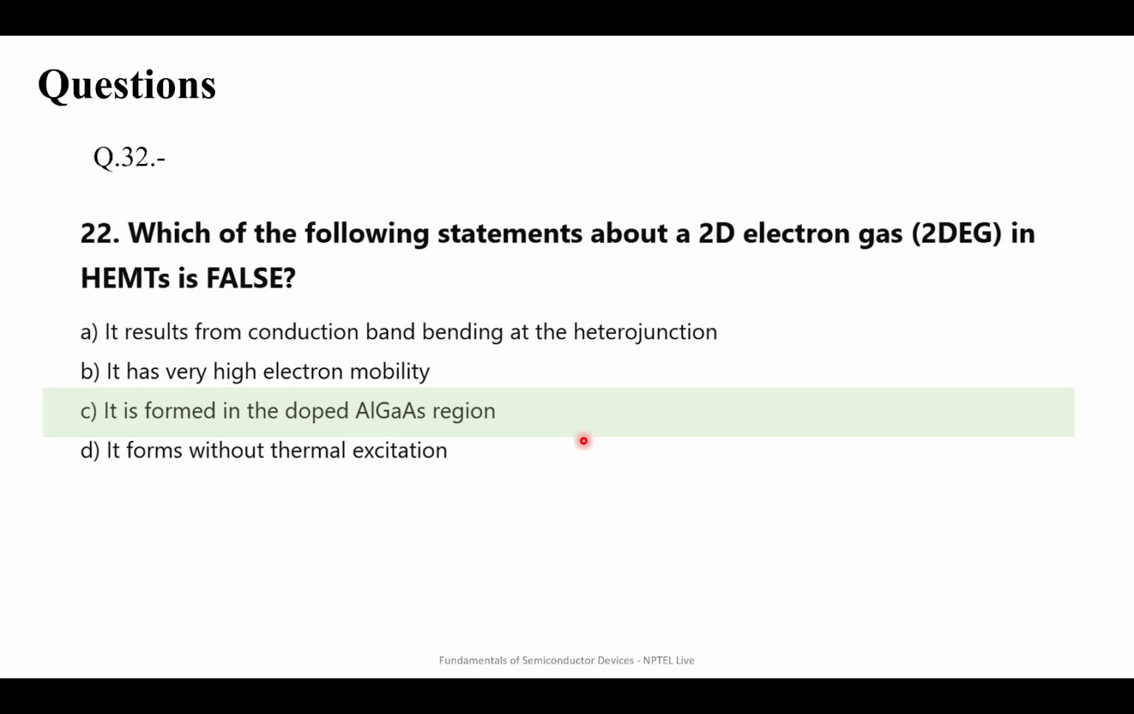So, you know, we had studied in PN junctions that if one region is highly doped and the other region is lightly doped, then the doped region will not have band bending. The lightly doped region will have band bending. So for 2D electron gas to form, you want band bending. So it is formed in the undoped region, not in the doped region.